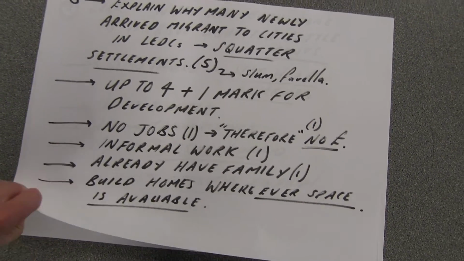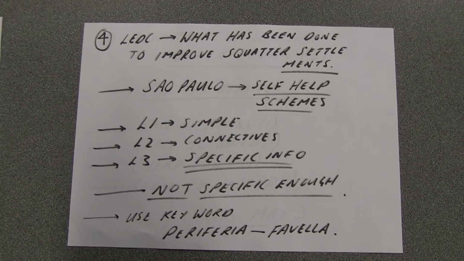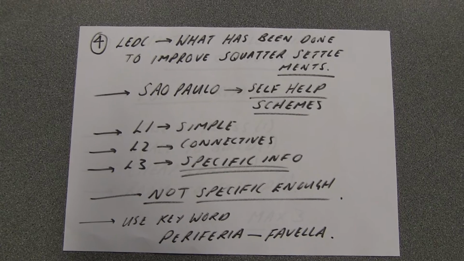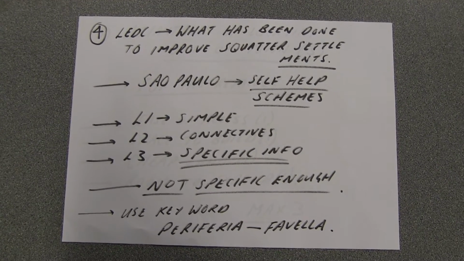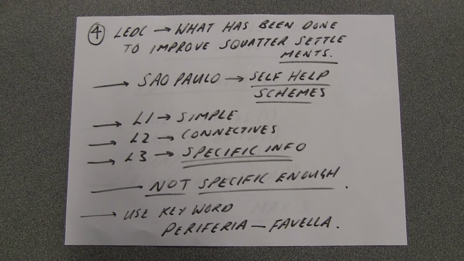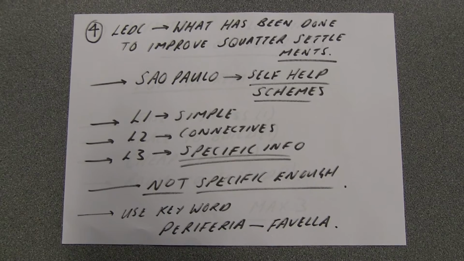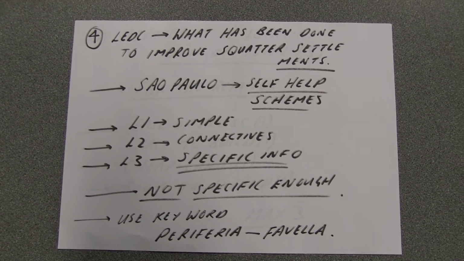The next question is your big 7-marker. This 7-marker simply said, in LEDCs explain what has been done in order to improve squatter settlements. Now your case study that we used for this was Sao Paulo, and we looked at self-help schemes. If you didn't talk about self-help schemes, you're probably not going to pick yourself up many marks.